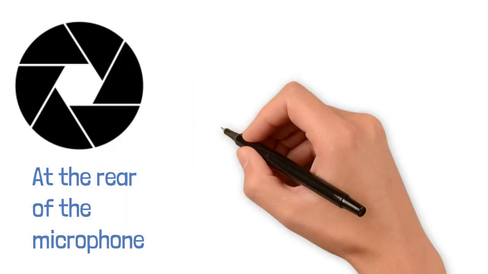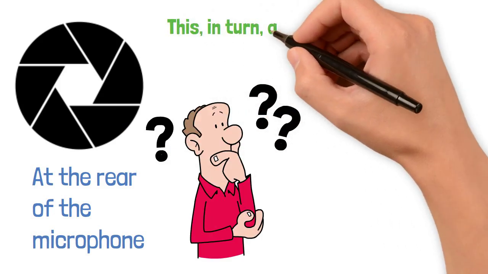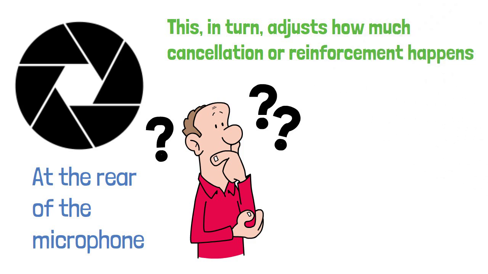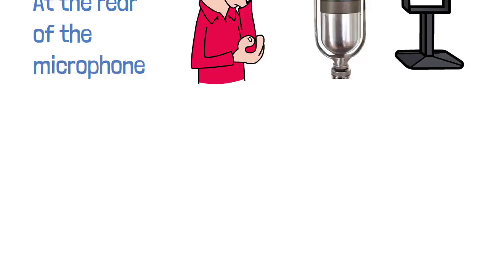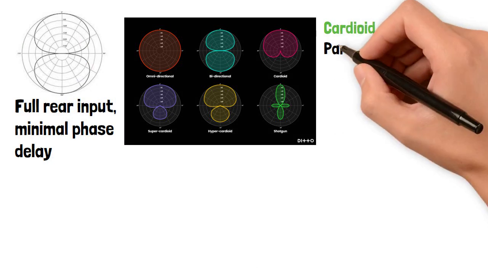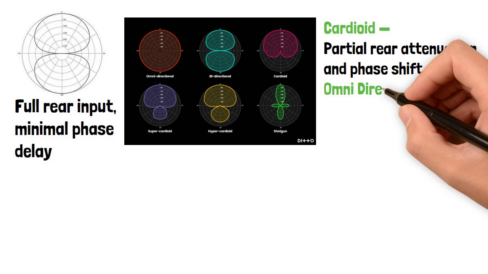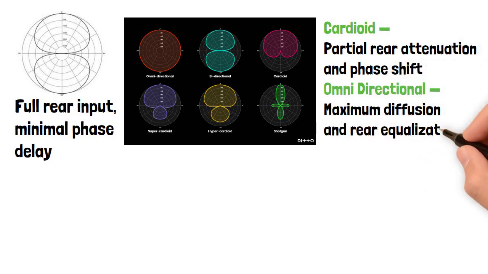The size of the shutter opening at the rear of the microphone determines how much sound enters the labyrinth. This, in turn, adjusts how much cancellation or reinforcement happens. That's how the RCA 77 and similar mics provide: Figure 8. Full rear input, minimal phase delay. Cardioid. Partial rear attenuation and phase shift. Omnidirectional. Maximum diffusion and rear equalization.